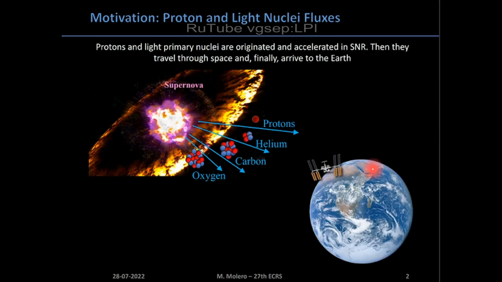At this point you probably already know all these things, but essentially, when a supernova remnant explodes, it ejects material into space, in particular primary cosmic rays. They travel through space, and at some point we measure them at the Earth.